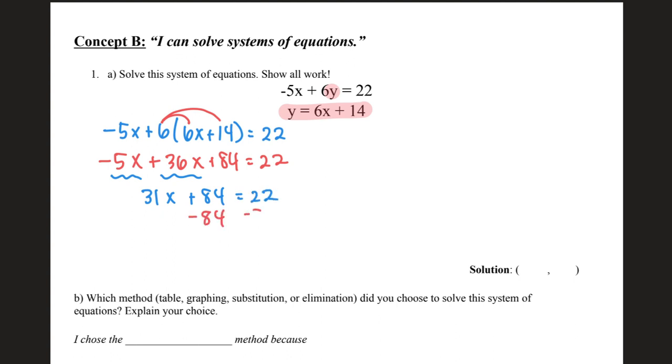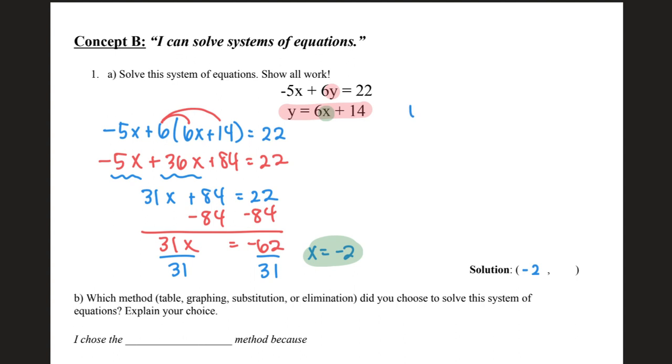Subtract 84 from both sides. So then I have 31x equals 22 minus 84, which is negative 62. And then divide by 31. So we have x equals negative 2. Now that we have that, we're going to take that and plug it into either equation. So I'm going to plug it into the second equation. So it's going to be y equals 6 times negative 2 plus 14. So that's going to be negative 12 plus 14. So y is equal to positive 2.